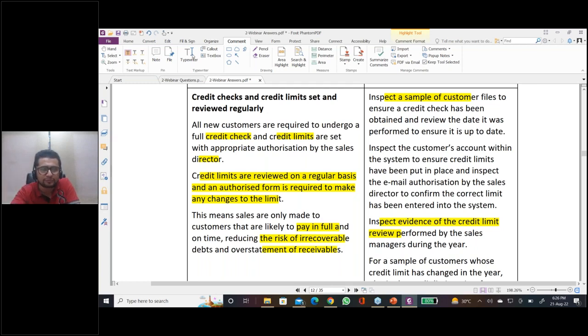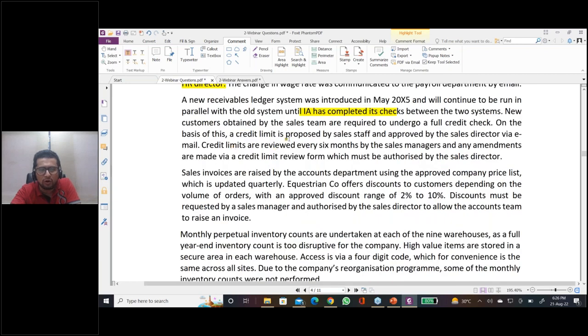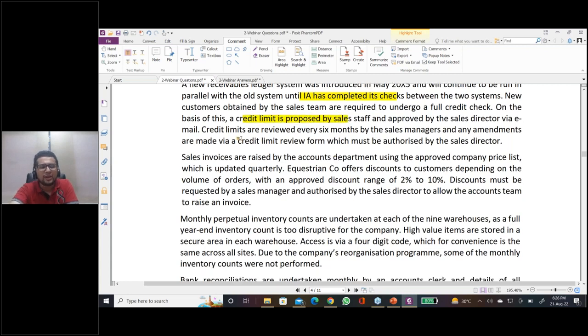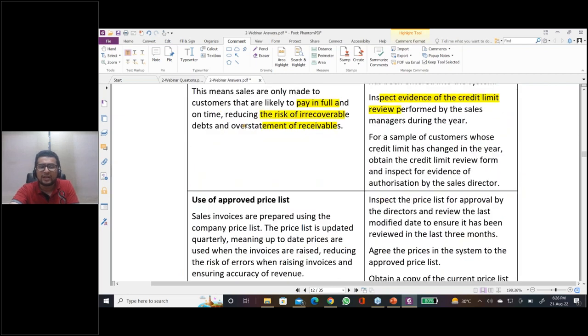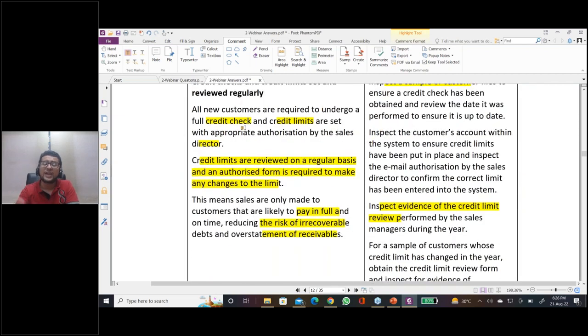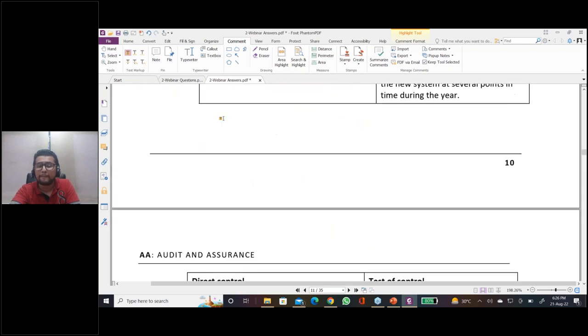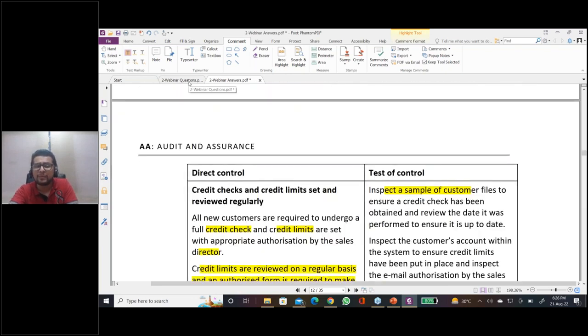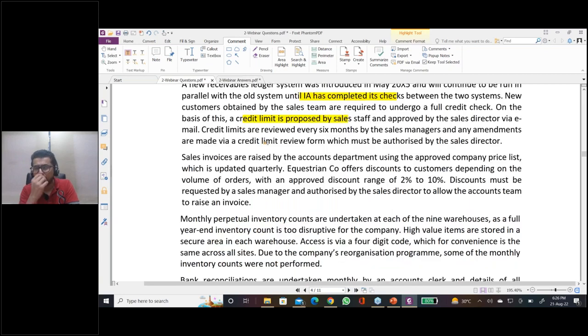Well done. So this was credit limit. That was the third key control. Credit limits are reviewed every 6 months by the sales manager, and any amendments are made via a credit limit review form, which must be authorized by the sales director. So that's another key control, that the credit limits are regularly reviewed by the sales team, and if they require any kind of amendment, they perform the amendment. So this is one combined control.